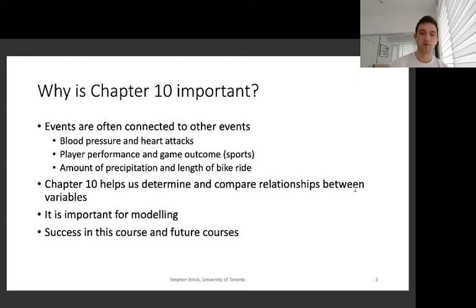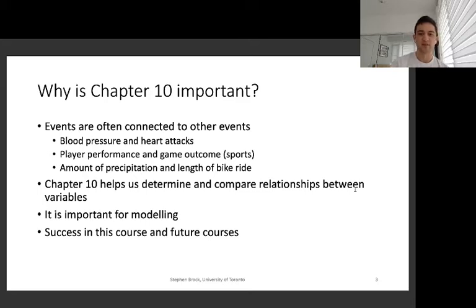Another example would be player performance and game outcomes. When a player has a good performance in whichever sport, say basketball, when they score a lot of points, there's a higher probability that they're going to win the game. So having a higher score increases the chance of a good game outcome. Another example would be the amount of precipitation and the length of a bike ride. When it's raining a lot outside, the length of your bike ride is probably going to go down. So when rain goes up, the length of your bike ride goes down, and this would be called a negative correlation or a negative covariance.